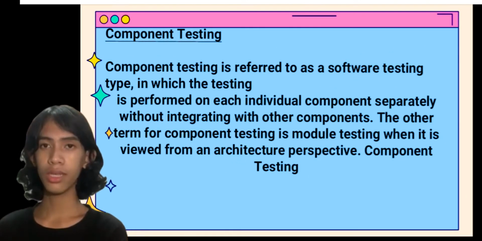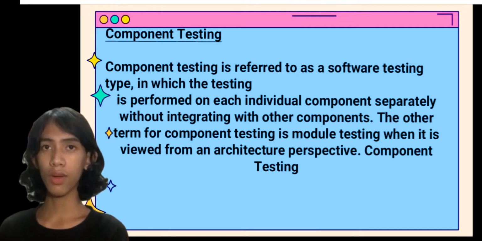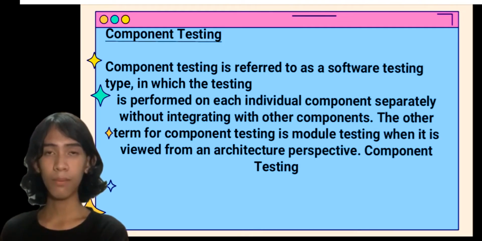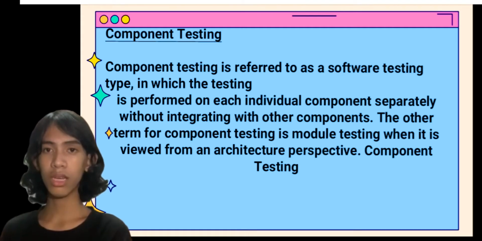What is component testing? Component testing is referred to as a software testing type in which the testing is performed on each individual component separately without integrating with other components. The other term for component testing is module testing, when it's viewed from an architecture perspective. Component testing is also referred to as unit testing, program testing, or module testing.